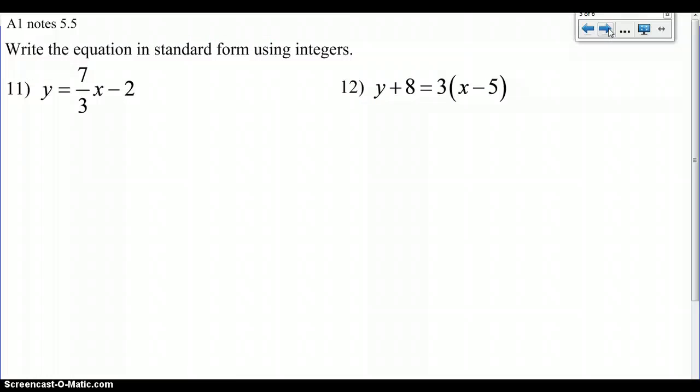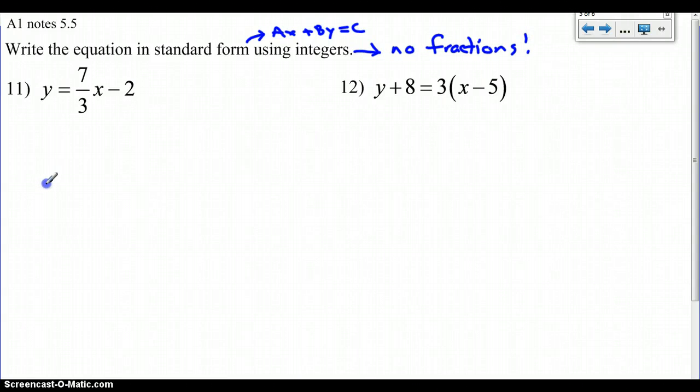Next, write the equation in standard form. Now remember, guys, standard form, that's the form we started with: ax plus by equals c, using integers. In other words, no fractions or decimals. All right, so here we go. To get things into standard form, ax plus by equals c.